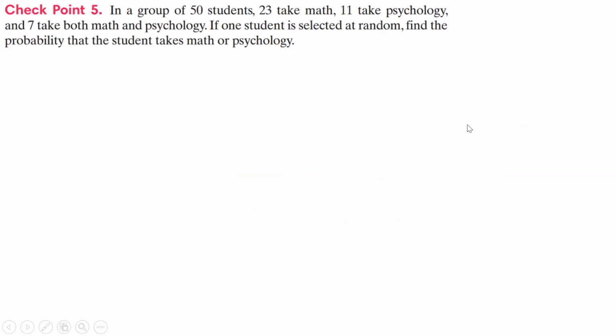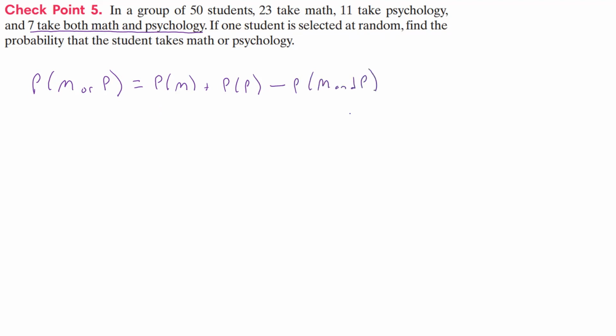So in our example here, in a group of 50 students, 23 take math, 11 take psychology, and 7 take both math and psychology. Now, if one student is selected at random, find the probability that the student takes math or psychology. All right, so we want the probability of math or psychology. Since there are students who take both of them, that means it's not mutually exclusive. So we're going to find the probability of math plus the probability of psychology, and then subtract off the probability of math and psychology.